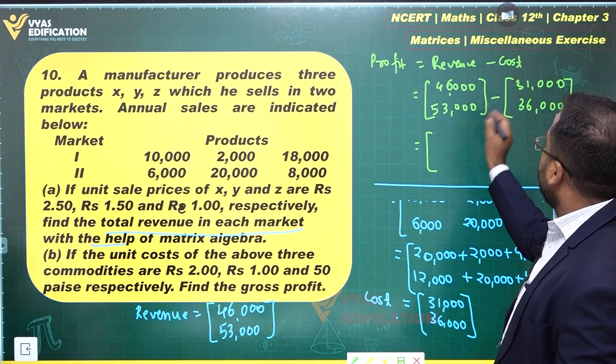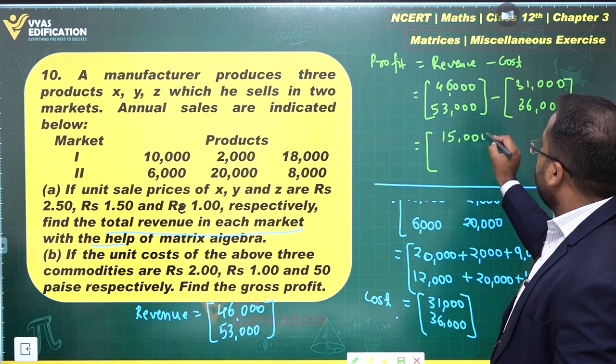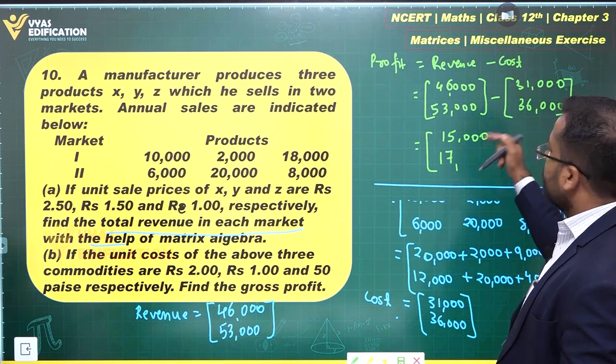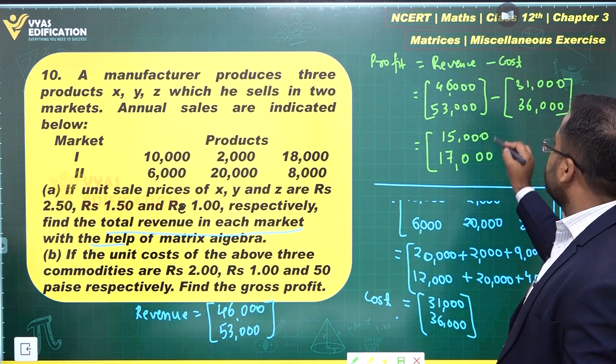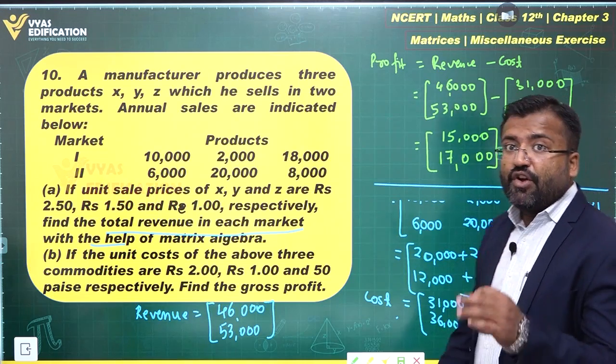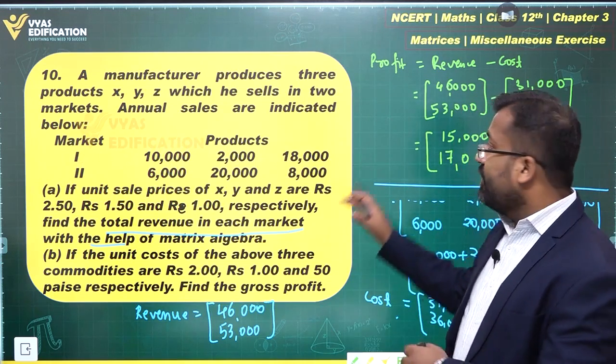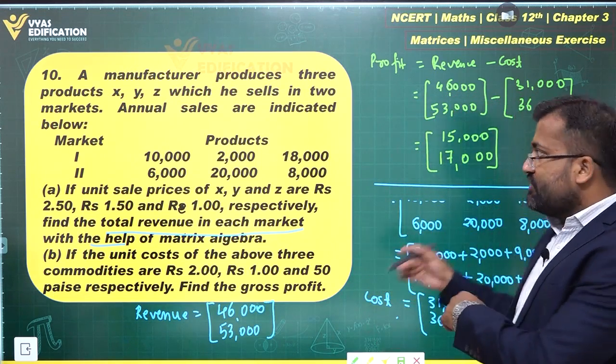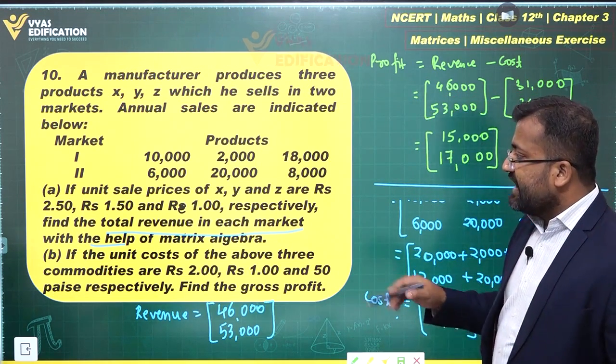And the final value would be 15,000 for the first market, and what you get over here is 17,000. This is 14 plus 3, 17,000 for the second market. This is the profit from the two markets. From the first market you get a profit of 15,000. From the second market you get a profit of 17,000. That's the final answer for this second part as well.